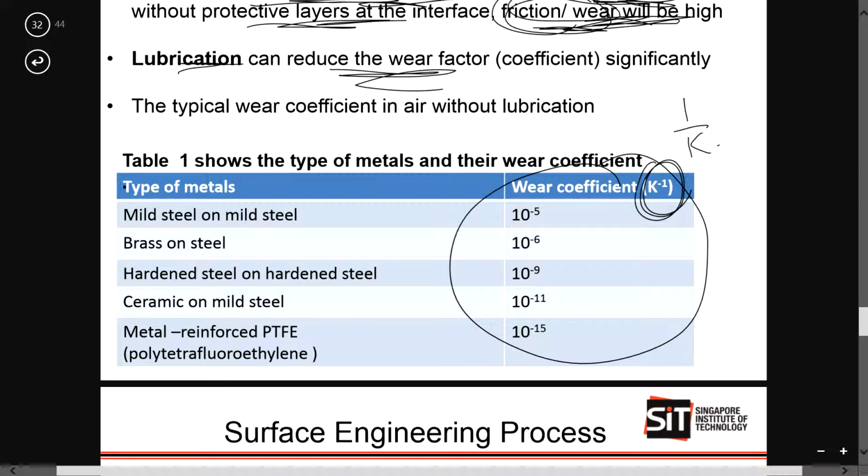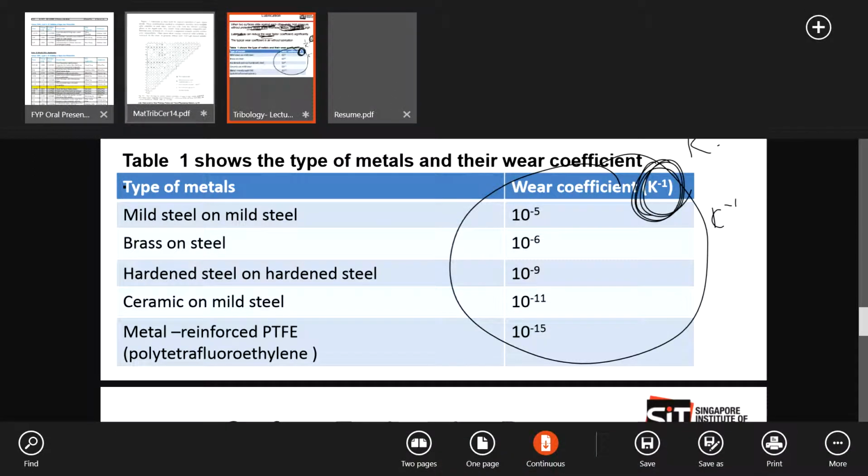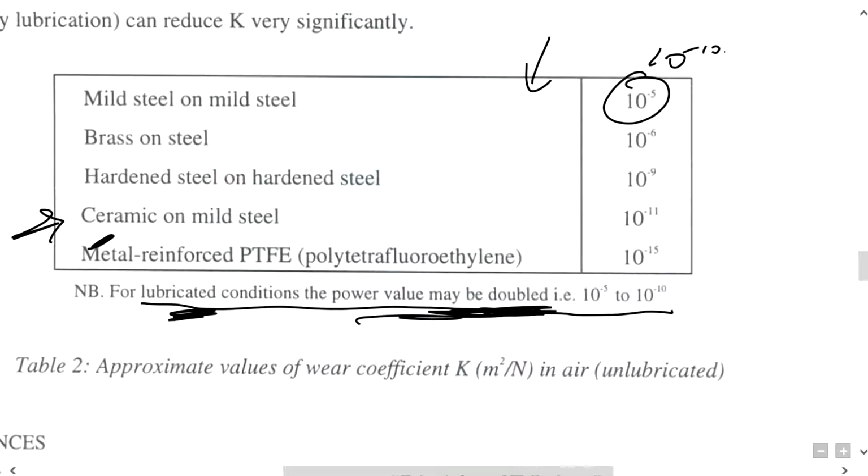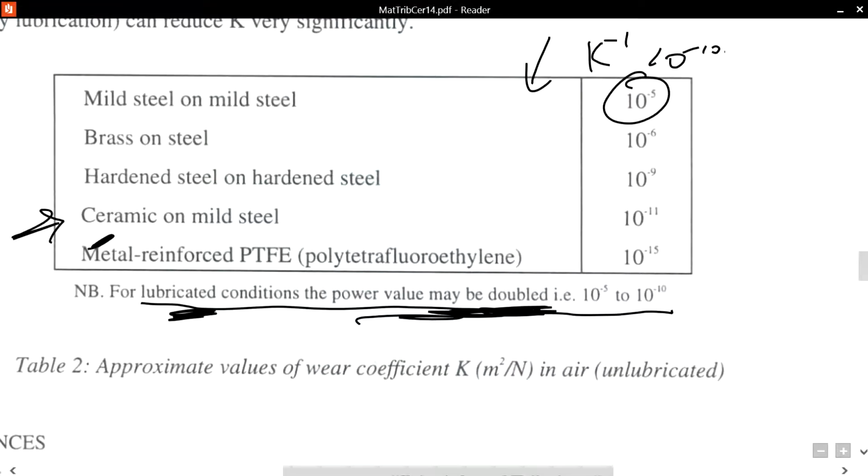So this means that if you change back to K, it is actually 10 to the power of 5. Alright, so the higher the K value, the better? The harder the material it is, I think. Alright, so actually this is why the wear coefficient is K to the power of -1. So just now as I said, if you put in the lubrication, the power value may be doubled. So 10 minus 5. So this K is in terms of K minus 1.